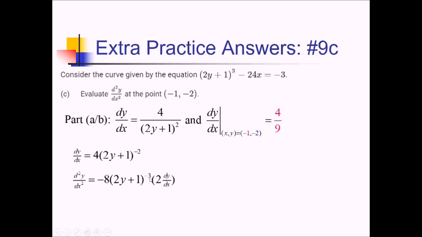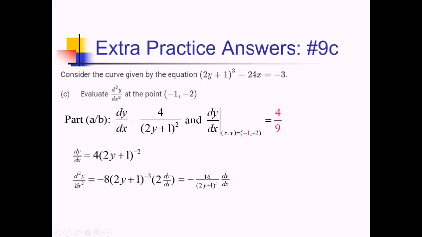And I'm going to clean this up a little bit before I try plugging anything else in. So I can write this as -16 over (2y plus 1) to the 3rd power, all of that times the dy over dx. I could put that up in the numerator, but I'm just going to leave it out in front. It doesn't really matter when all is said and done.